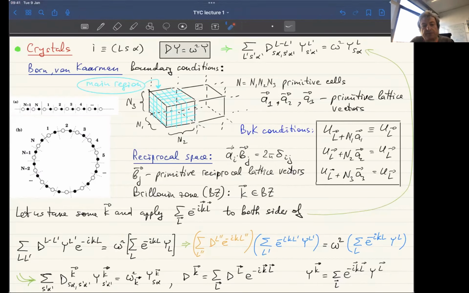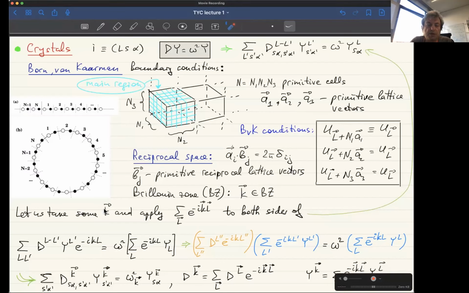Of course, you will have to introduce so-called Born-von Karman boundary conditions. For a one-dimensional system, this simply corresponds to having a ring. So we have a chain of atoms from 1 to N, but atom 1 is basically the same as the N plus 1th atom. So atom 1 is surrounded by exactly the same atoms on the left and on the right.